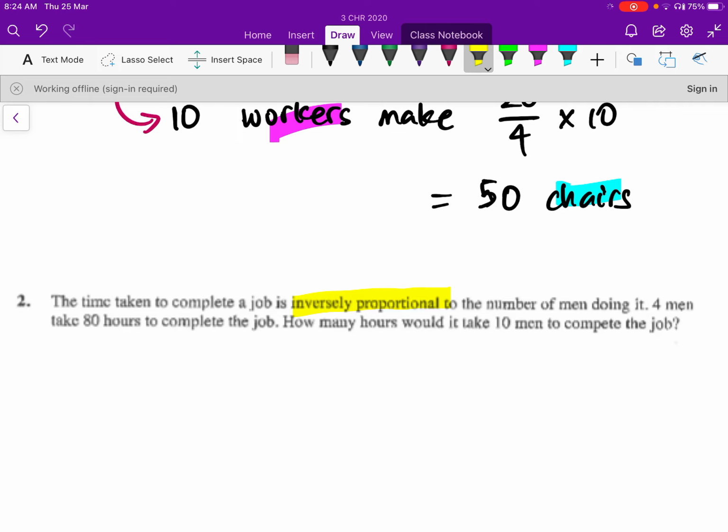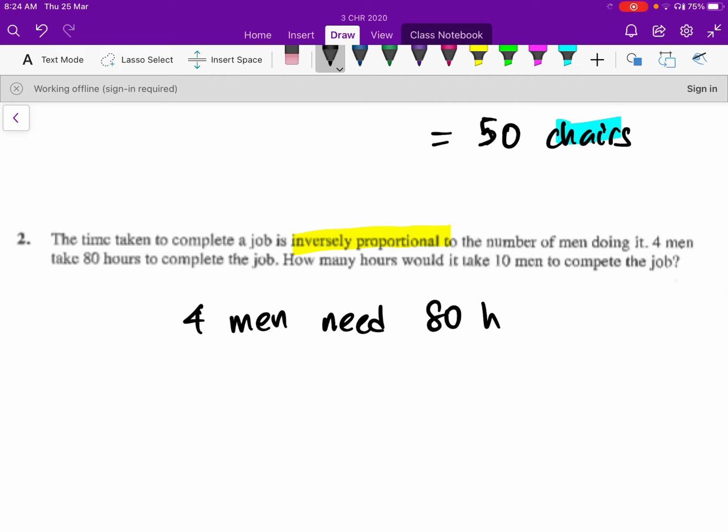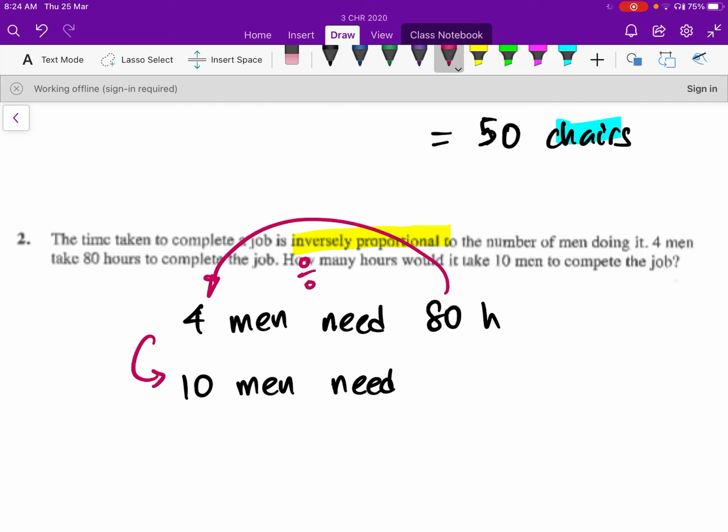So 4 men need 80 hours to finish the job. Let's write that down again. 4 men need, you can write represent, need 80 hours. Okay? Now, they are asking for 10 men. Need, okay, look, the structure is the same, right? So if you have been very good students, you might be thinking, okay, let us do a divide, and then we do a times. Don't copy this yet. Don't copy, this is wrong. Let's see what's going to happen if we do that.